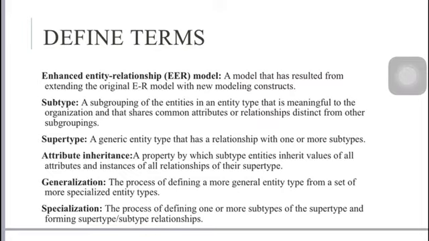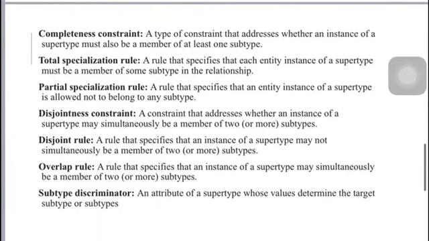Next, generalization. Generalization is the process of defining a more general entity type from a set of more specialized entity types. Then specialization. Specialization is the process of defining one or more subtypes of the supertype and forming supertype or subtype relationships. Next term is completeness constraint, which means a type of constraint that addresses whether an instance of a supertype must also be a member of at least one subtype.